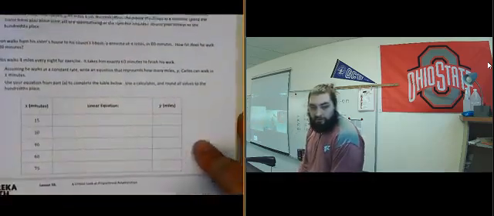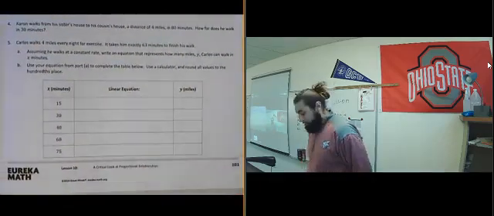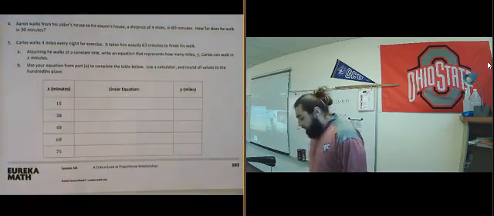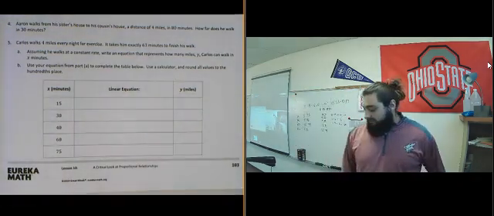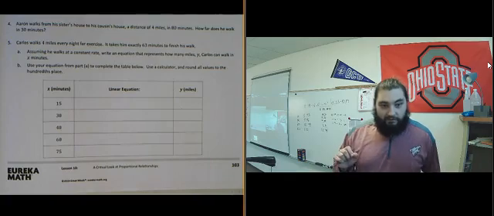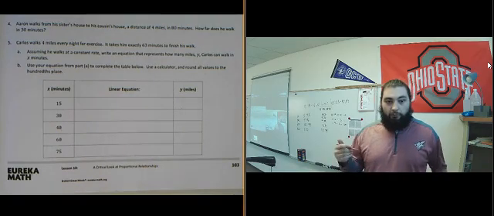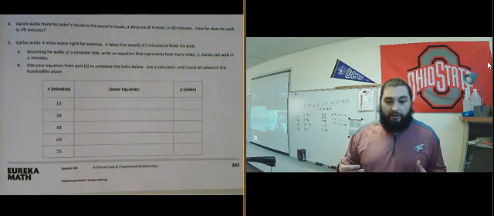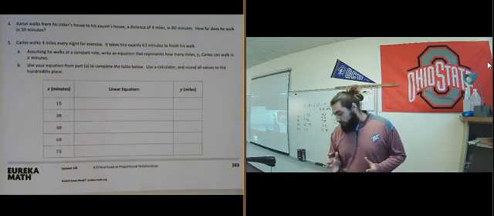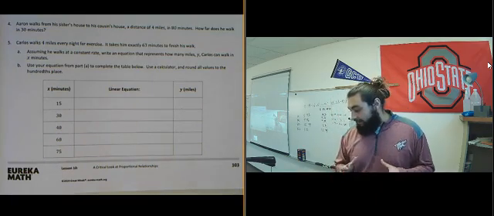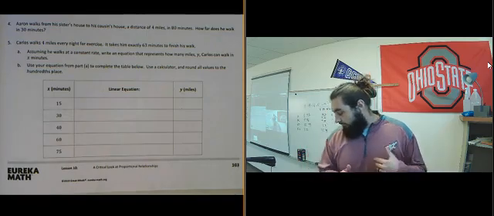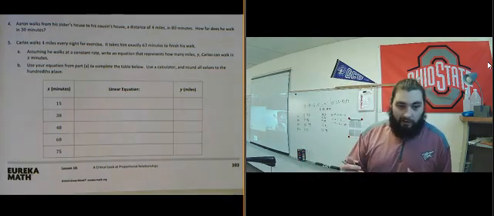Question number 5. Let's take a look at it before we begin to solve. Carlos walks 4 miles every night for exercise. It takes him exactly 63 minutes to finish his walk. So assuming he walks at a constant rate, we need to create an equation that is going to represent how many miles he walks in x minutes. Y miles in x minutes.